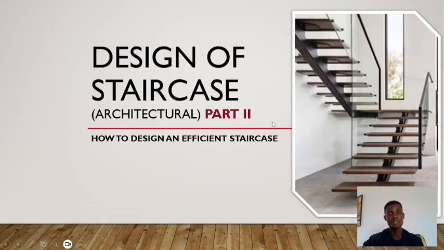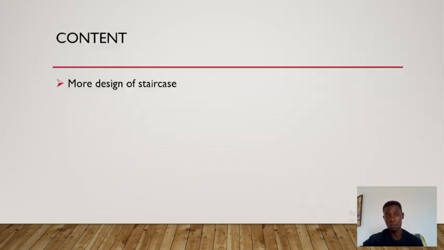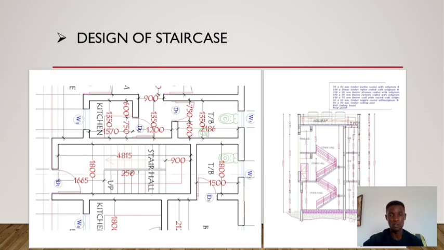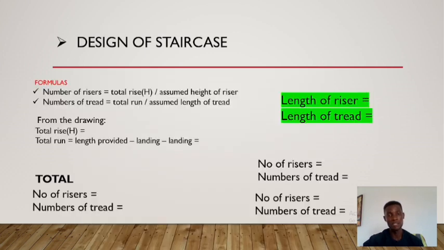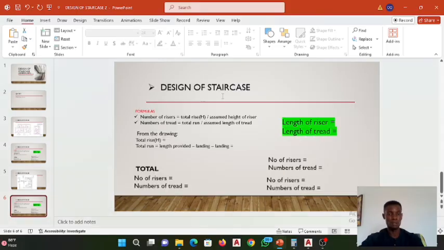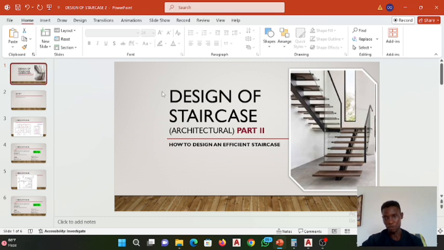So this is part 2. I take the first video as part 1, where I did some theoretical work and a design. Here I'm going to be doing 2 designs, and the content is more design. I'm going to be using this drawing, which I got from an architectural drawing, and this is our workspace. Then the other drawing. Those are the things we are going to be doing today. At the end of this video, I hope you know how to design a staircase and how to get a sufficient riser and tread for your design.